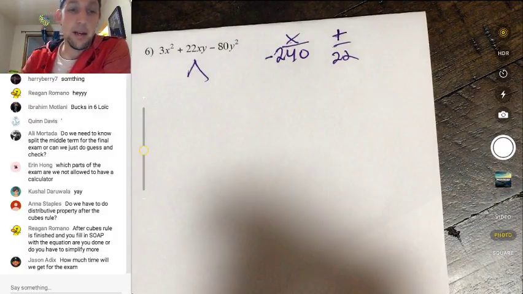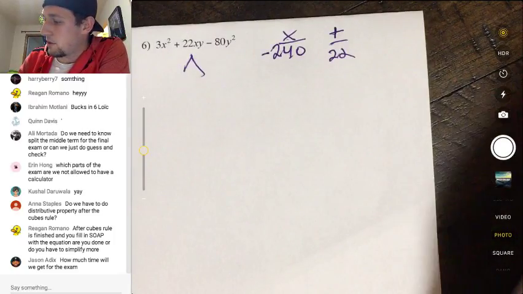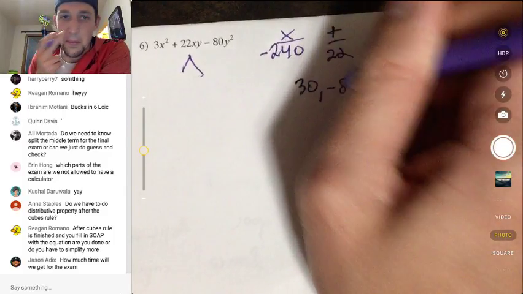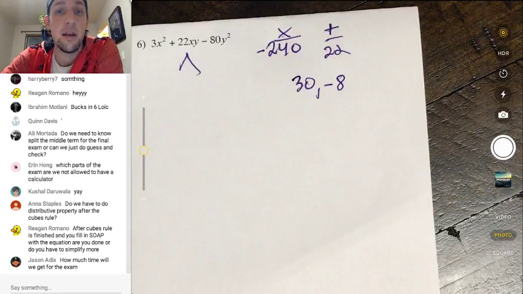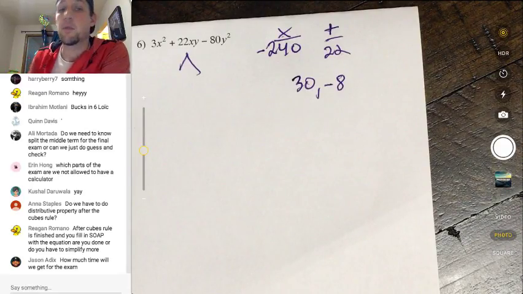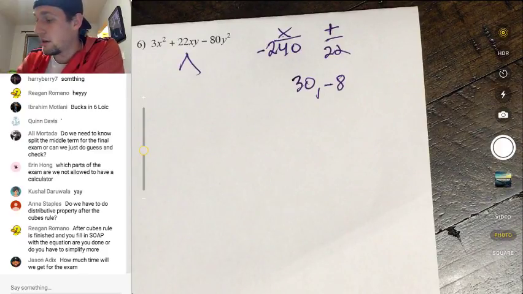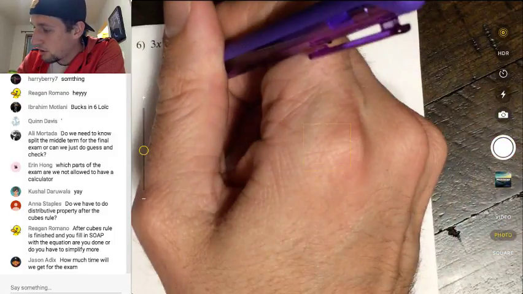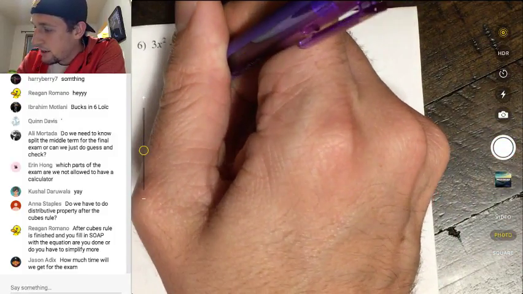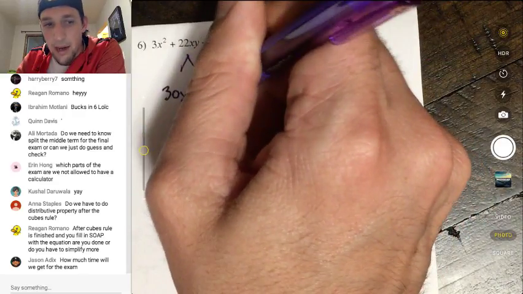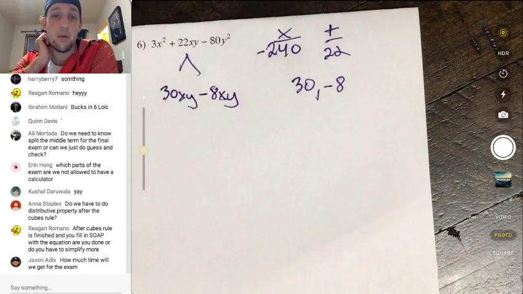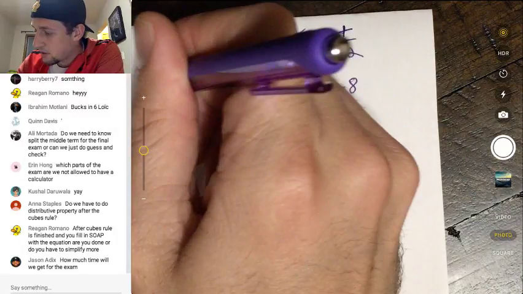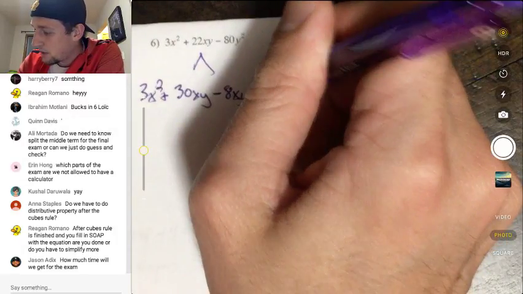Big reveal in case you were doing this along with us. The two numbers that meet this criteria are 30 and negative 8. Those add to positive 22 and multiply to negative 240. Here's where this looks just a little bit different. It doesn't really matter what order you put them in. I'll go with the 30 first. So we're going to go 30xy and minus 8xy. That's how we're splitting the middle term. An x and a y has to go on both of them. I stick my 3x squared and my negative 80y squared in there too.